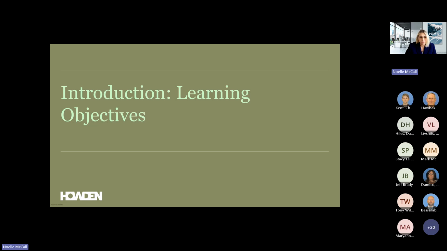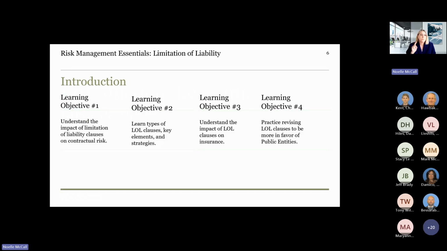So, learning objectives. We do have 4 of them for today. The first one is we want to understand the impact of LOL clauses on contractual risk. The next one is we're going to learn different types of LOL clauses, some key elements and strategies around those. Our third learning objective for today is to understand the impact of limitation of liability clauses on insurance, as well as indemnity. And then our fourth learning objective is we will practice revising a limitation of liability sample clause to be more in favor of public entities.